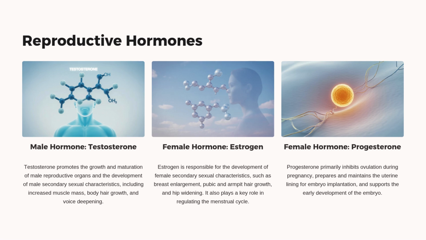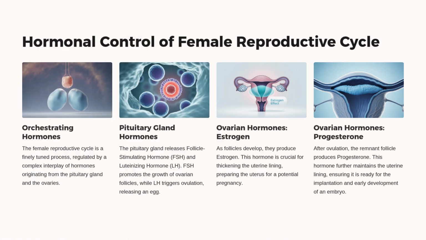Progesterone primarily inhibits ovulation during pregnancy, prepares and maintains the uterine lining for embryo implantation, and supports the early development of the embryo. Hormonal control of the female reproductive cycle. Orchestrating hormones. The female reproductive cycle is a finely tuned process, regulated by a complex interplay of hormones originating from the pituitary gland and the ovaries.